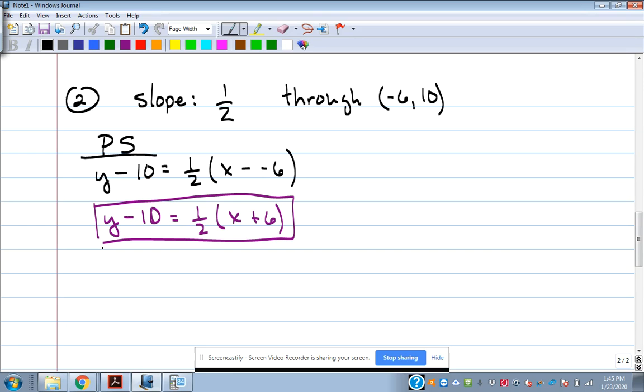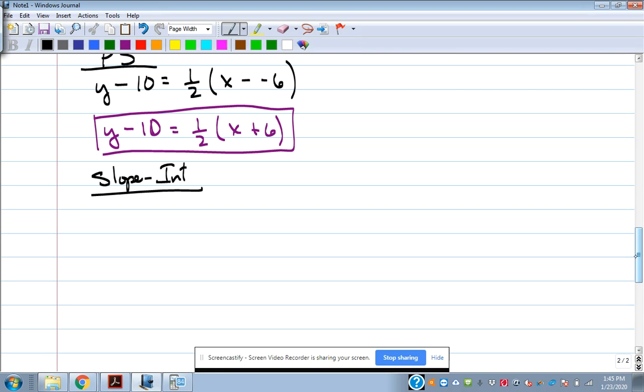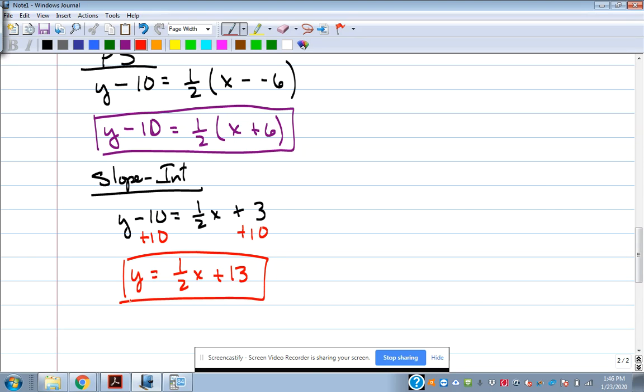And now let's go to slope intercept form. Again, that's the one we have most experience with. So we're going to get what by itself? Y by itself. So distribute the 1/2. So that's going to be y minus 10 equals 1/2 x plus 3. Add 10 and we're done. Excuse me. There is our slope intercept form.